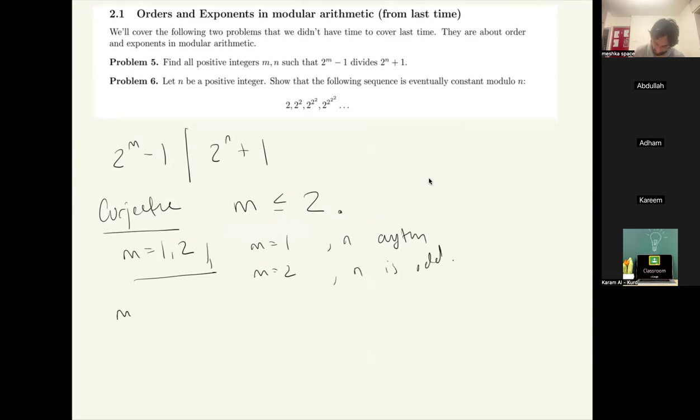So what about m more than 2? What can we do now? I started by assuming that, first of all, it's clear that n has to be bigger than m. Yes, okay. So we have n more than m, so we can just write n as qm plus r, where q and r are the quotient and remainder. Then we can rewrite 2 to the power of n plus 1 as 2 to the power of qm plus r, plus 1.